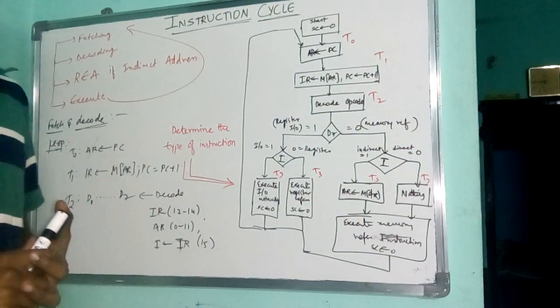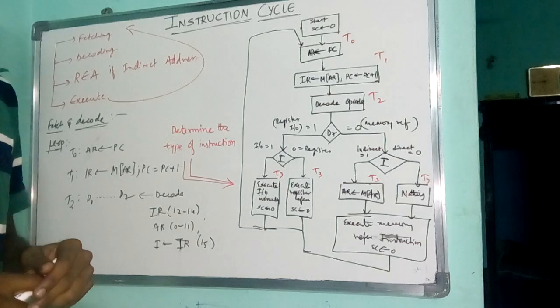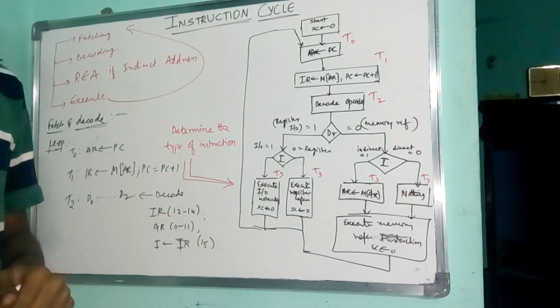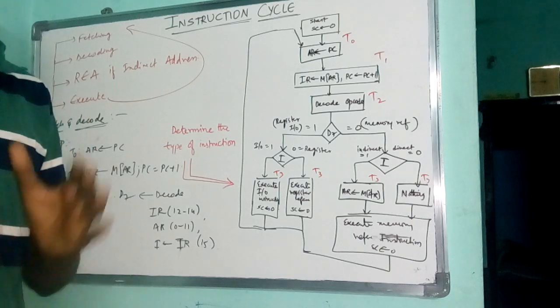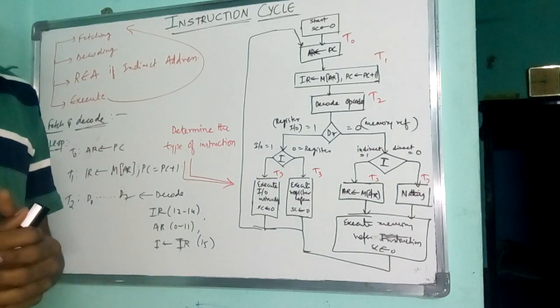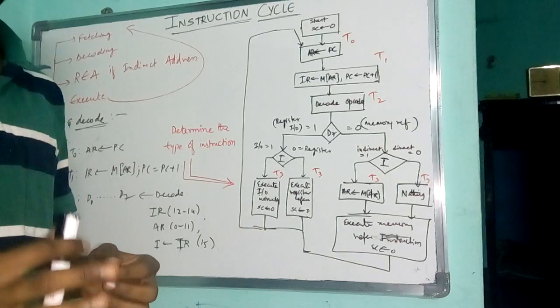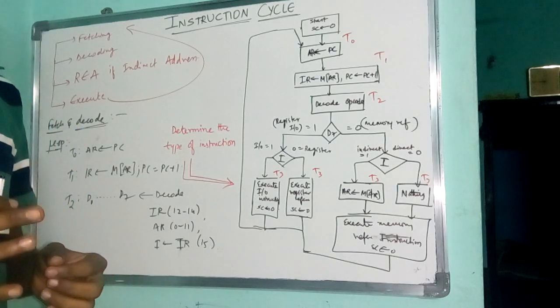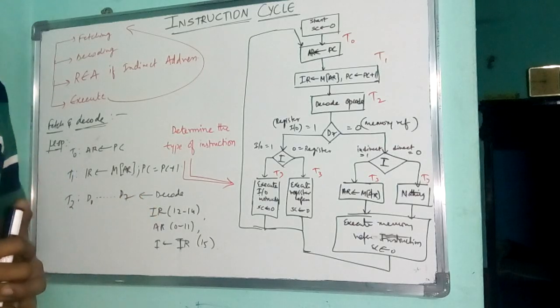Hi friends, in this video we're gonna see how an instruction cycle works in a computer. Basically, whatever program we write in a computer is a set of instructions. So the computer allots a cycle of time for each and every instruction to decode the instruction and complete the procedure.